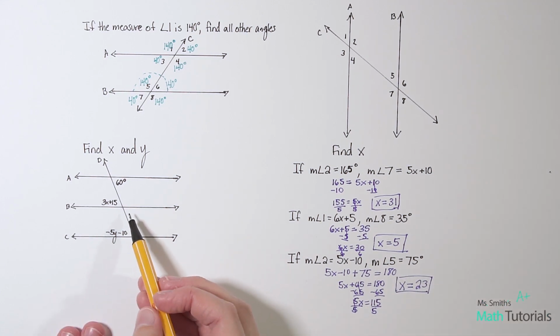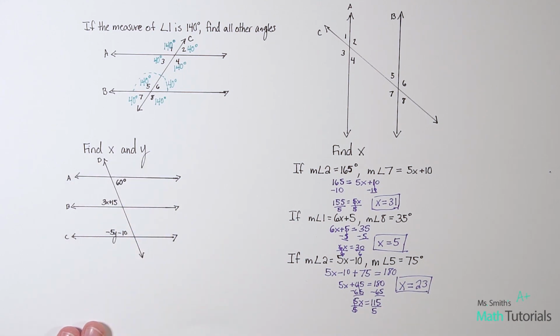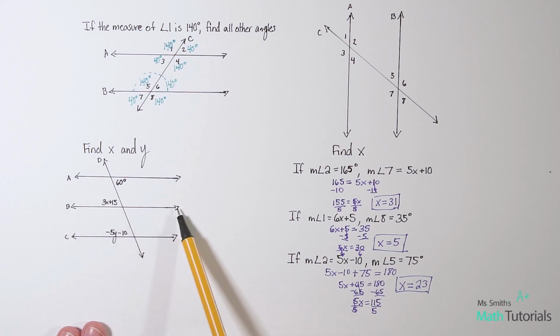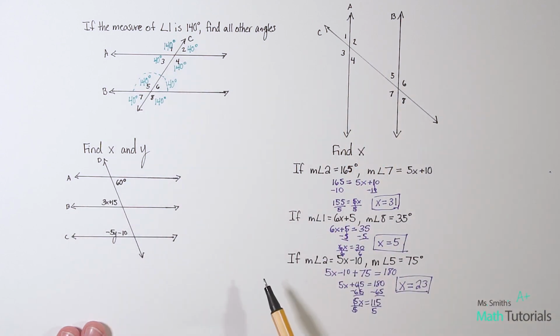Let's look at this example. This one asked me to find x and y, so I'm going to have to find two different variables for this problem. Looking at this, I see that I have a series of parallel lines. This time I have 3 lines instead of just 2. That's okay. The same rules still apply. And then I've got a transversal cut between them, line D.